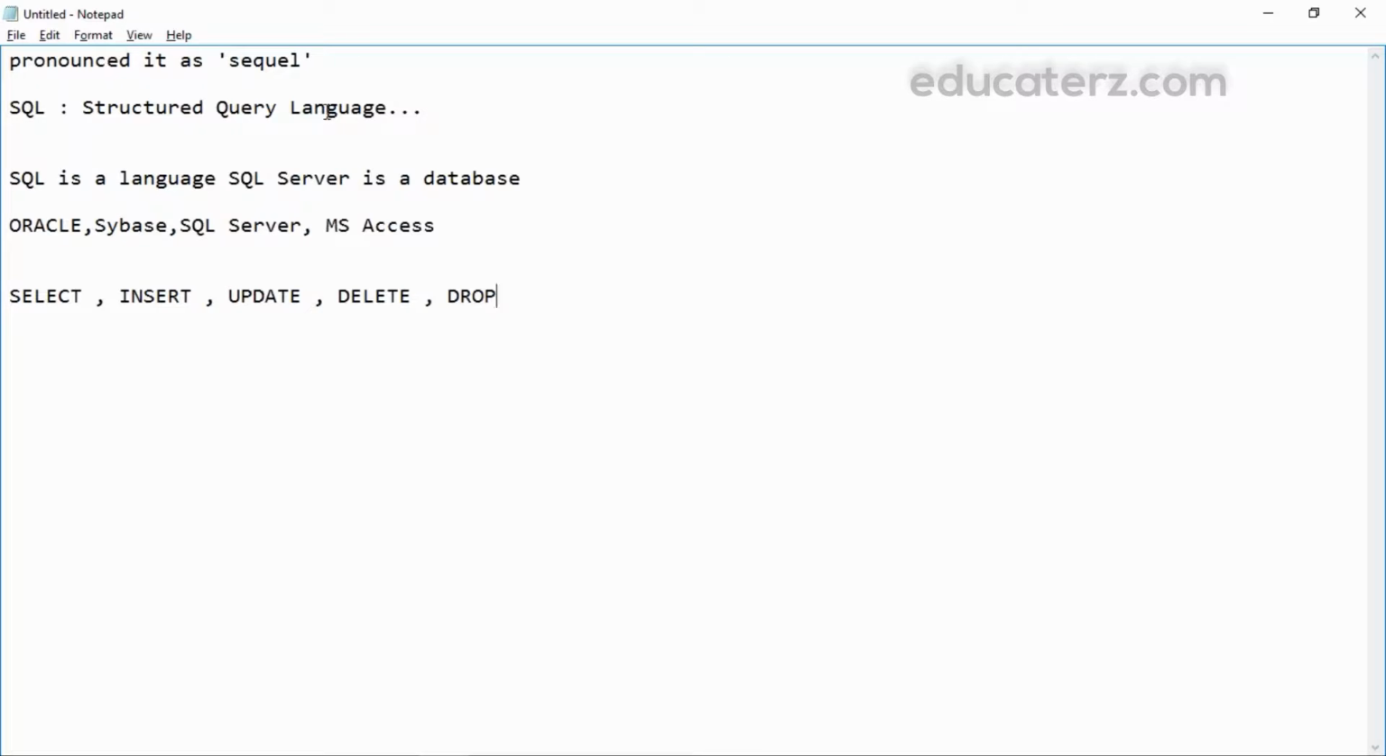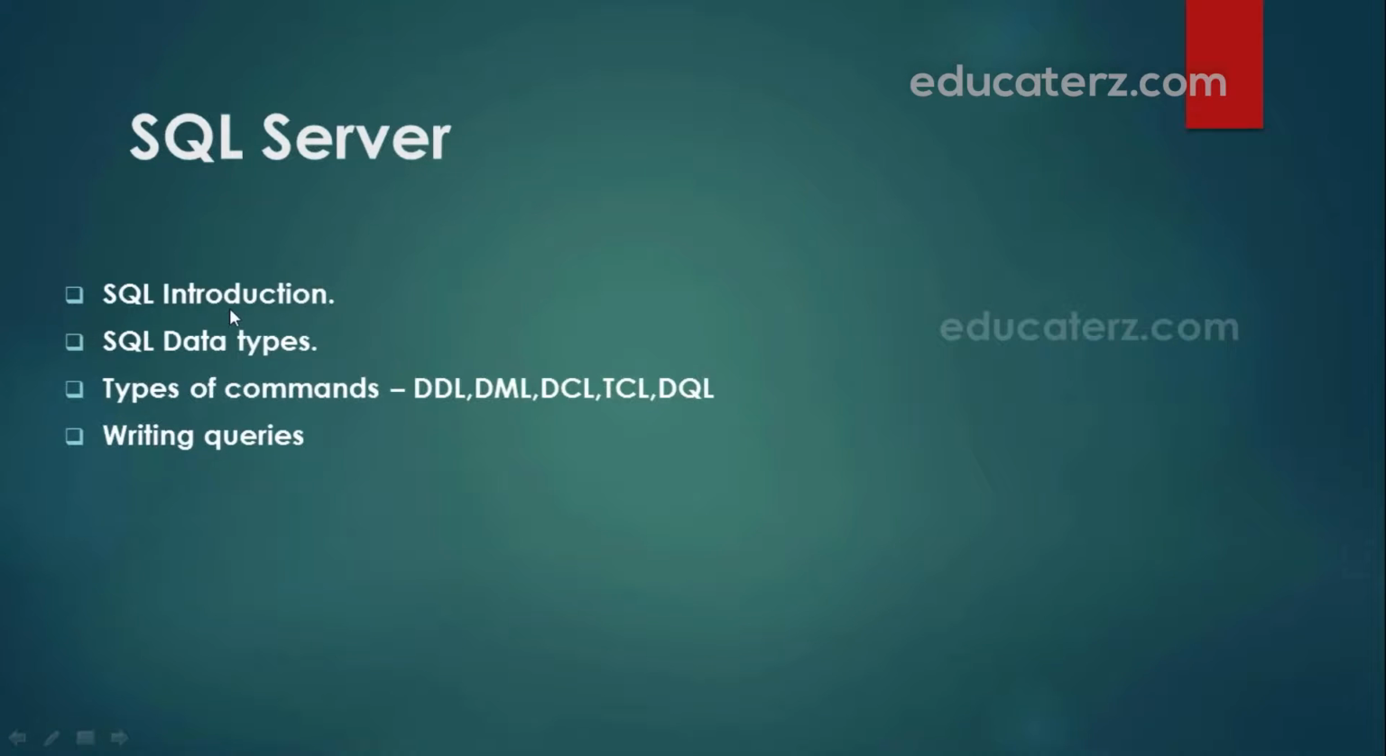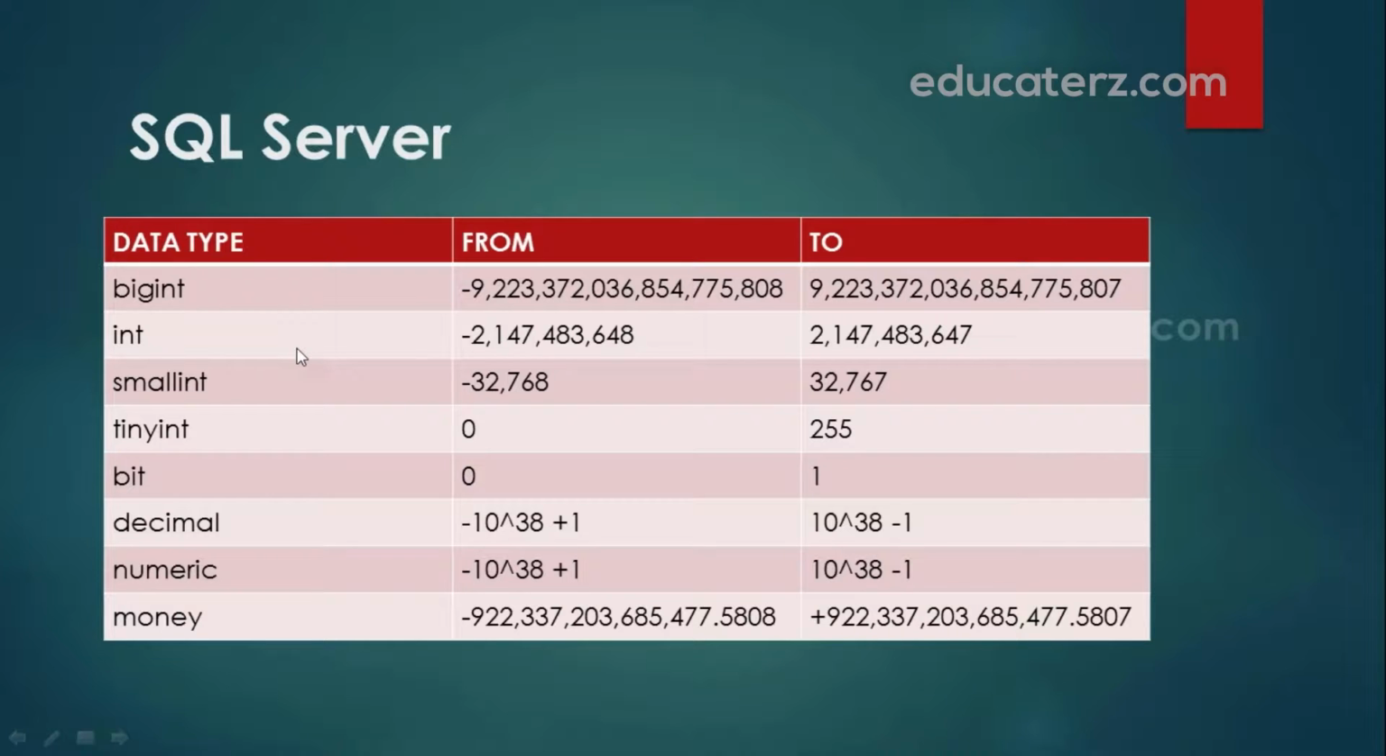So let us see the data types contained in SQL Server. SQL Introduction, then SQL data types. These are the data types and ranges for this. Like we have seen in C#.NET, integer, string, float, double, they have some ranges. A big int holds a very big number, an integer is small compared to big int, and small int is comparatively less than integer, and tiny int is 0 to 255. So in the int category we can see these four types: tiny int, small int, int and big int.